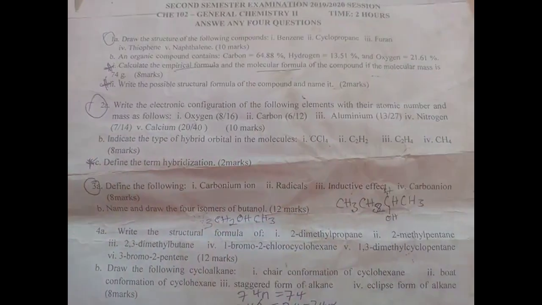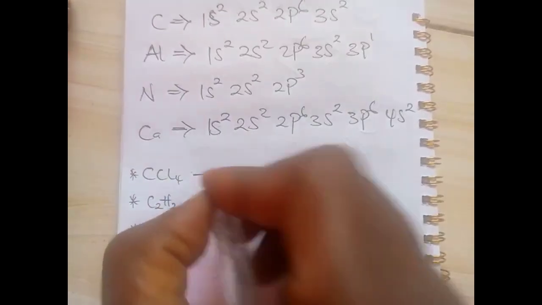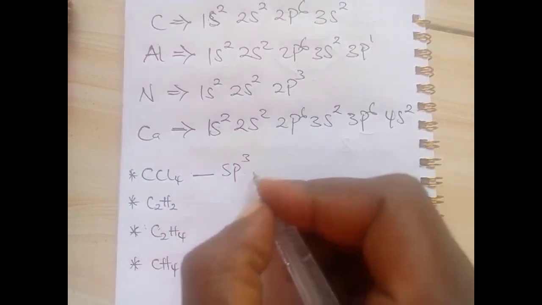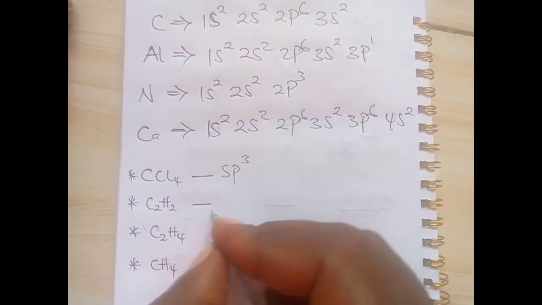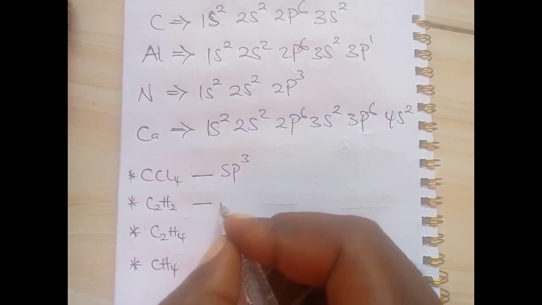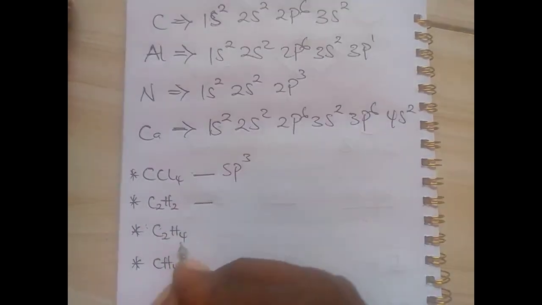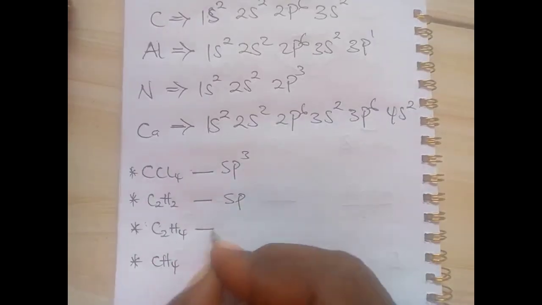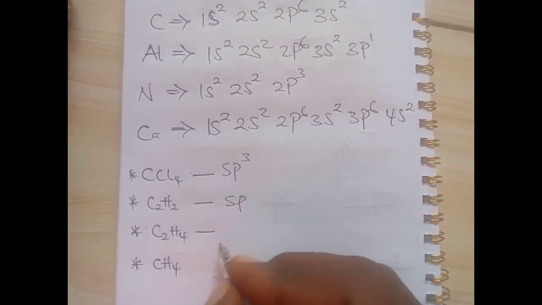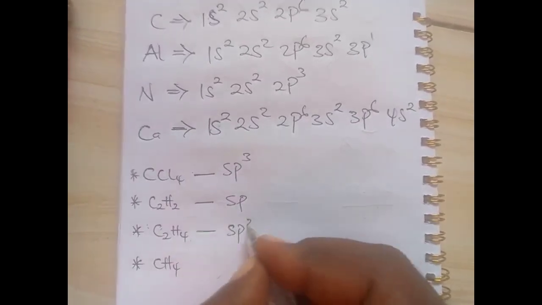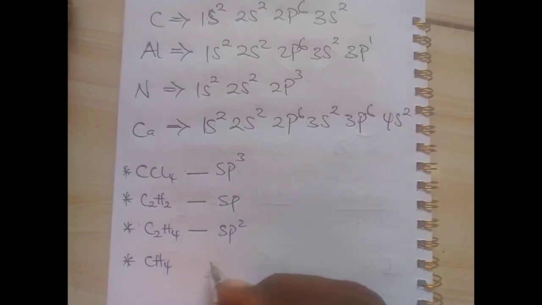These are the molecules. So for this, tetrachloride is sp3 hybridized. For this, ethyne is sp hybridized. For ethene it is sp2. For methane it is sp3.